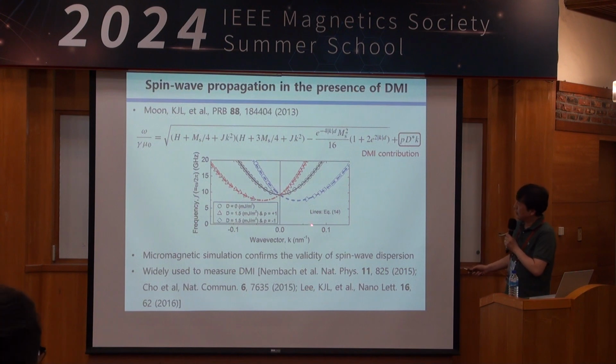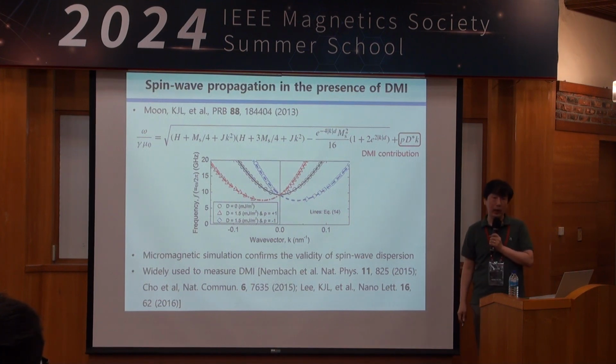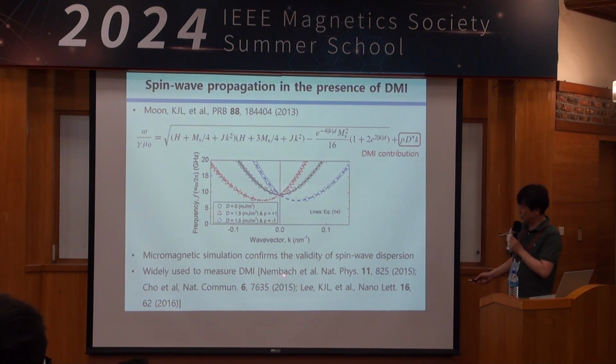Which means that if you fix your frequency and measure k, or fix k and measure the frequency, and you find this delta f, you can quantify the DMI of your sample. And this is widely used to measure DMI in various papers.